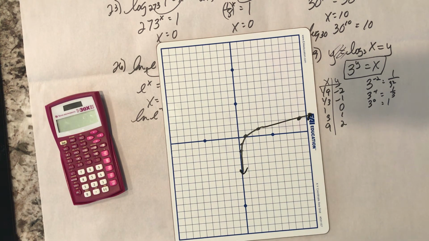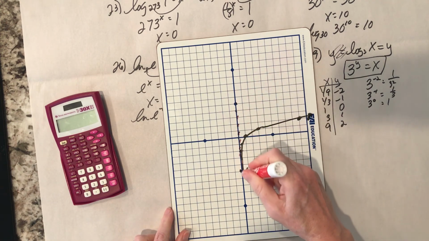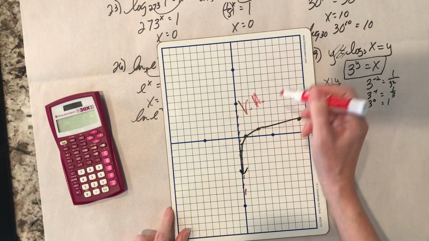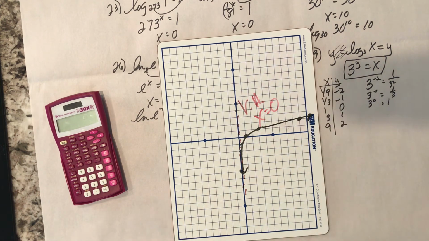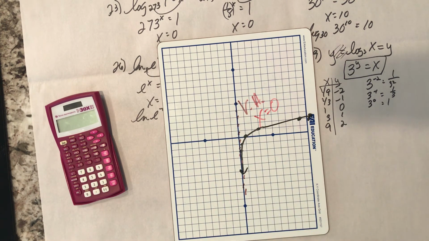So that's all they want us to do there. I want to point out a couple of things to you that'll be useful in the future. This has got a vertical asymptote of x equals 0. Vertical asymptotes are always x equals lines, and we're going through 0 on the x-axis. So that's a vertical asymptote of x equals 0.